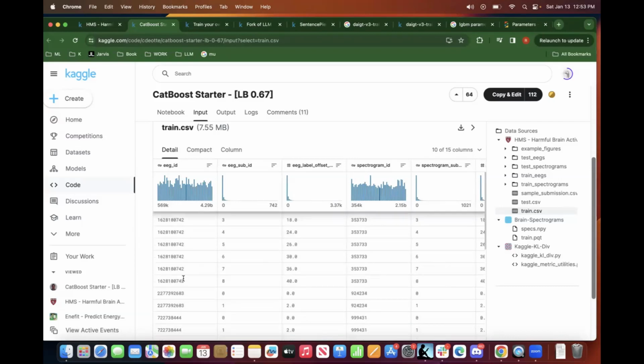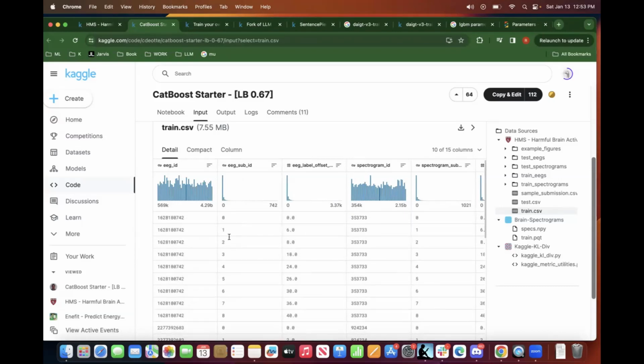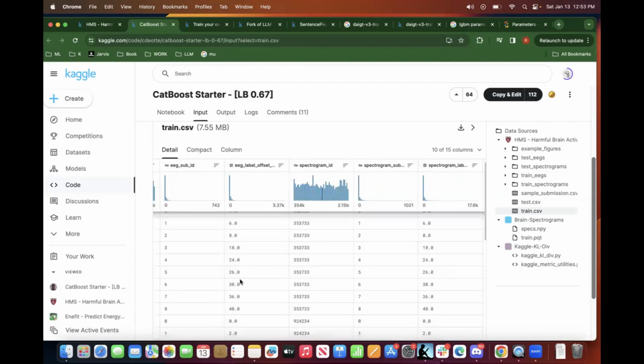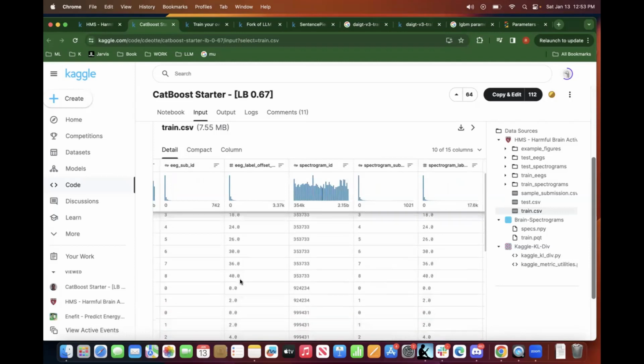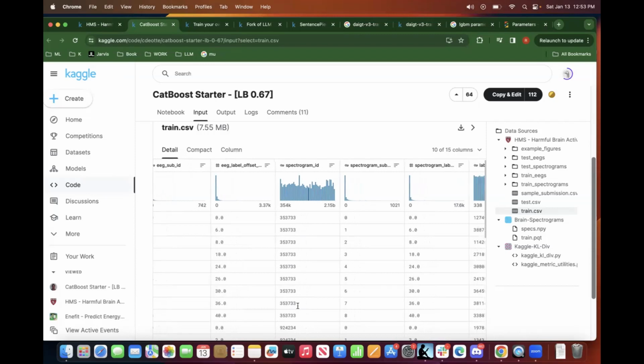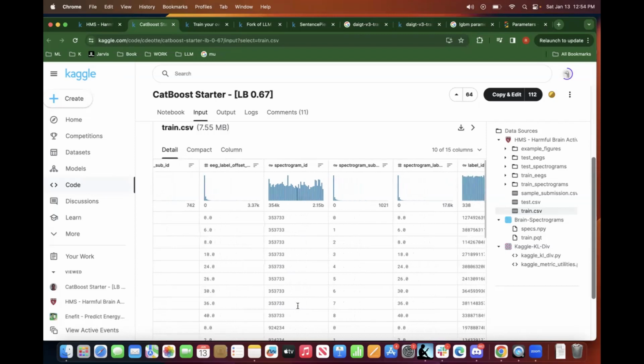Okay. And then the EEG sub ID is for a sub portion of the EEG, right? Oh, the 50 seconds corresponding to the spectrogram. Then the EEG label offset is the one that gives you the offset from the 0th point. Okay. So for the same EEG, it's the offset from the starting point, right? So it's the offset in seconds.